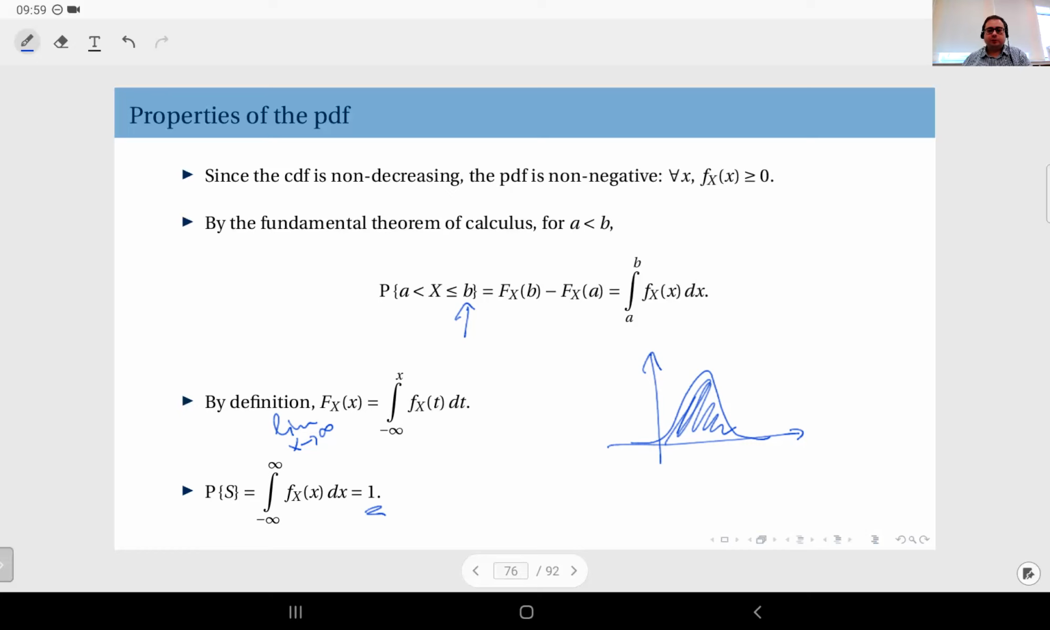So for a function to be a PDF, first of all, it must be non-negative. And secondly, the area under that function over the entire real line should be 1, because this is equal to the probability of the entire sample space.